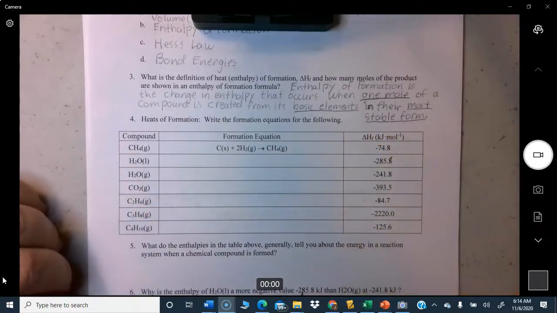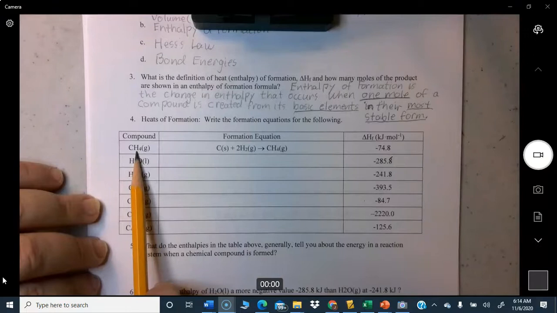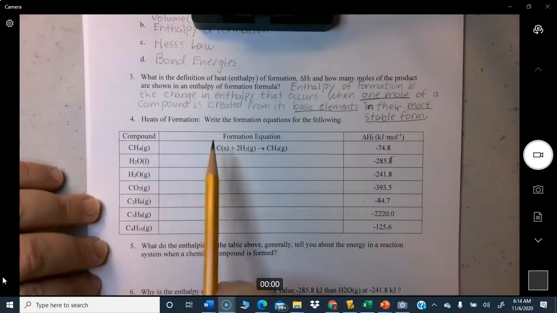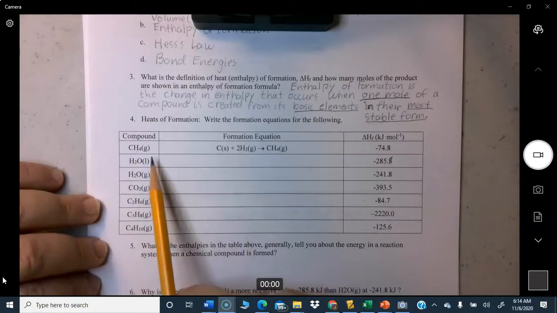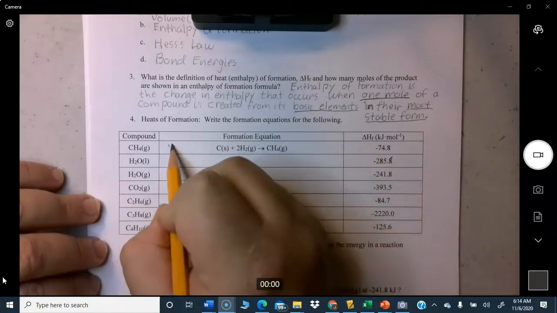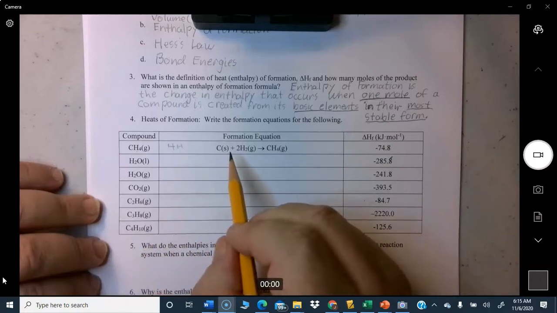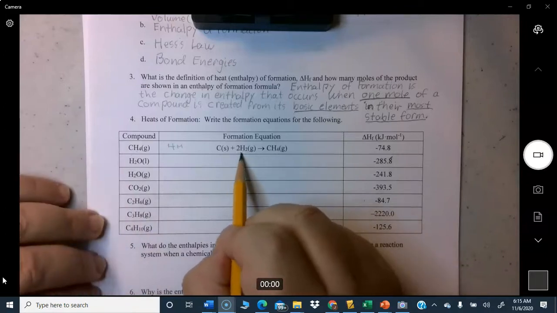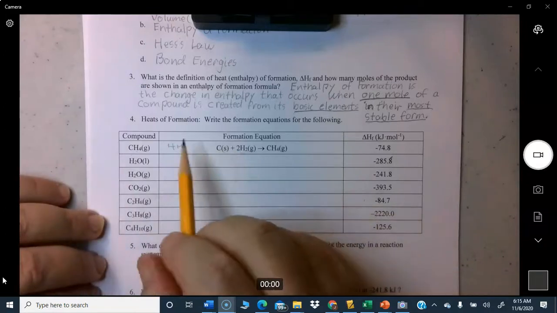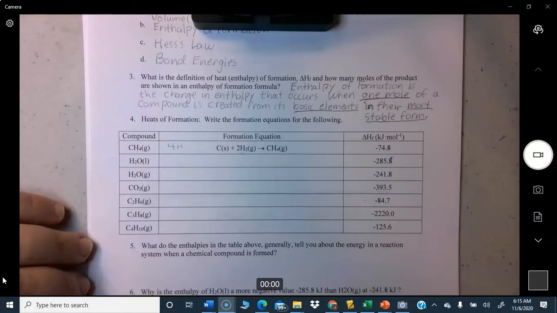Alright, so let's go ahead and look at this first one. So we're forming CH4. So in order to form CH4, we need 1 mole of carbon, because there's 1 mole of carbon in CH4, and we need 4 moles of hydrogen. But we don't put 4H atoms because hydrogen atom is not the most stable form of hydrogen. We talked about hydrogen being one of the 7 diatomic molecules. In its most stable form, hydrogen appears as an H2 molecule. So you don't put 4H here, you put 2H2 because that's the most stable form of hydrogen.